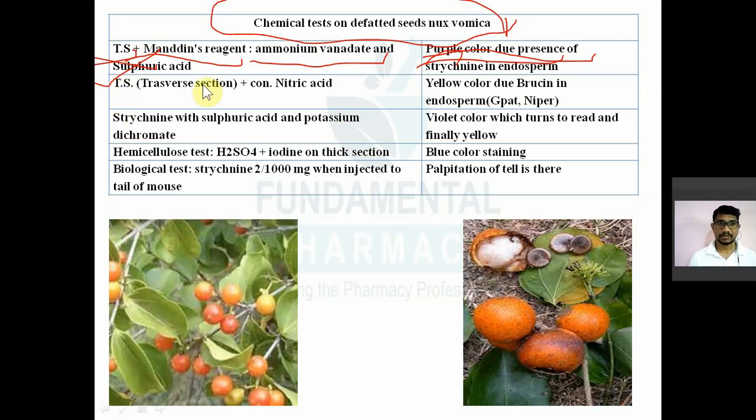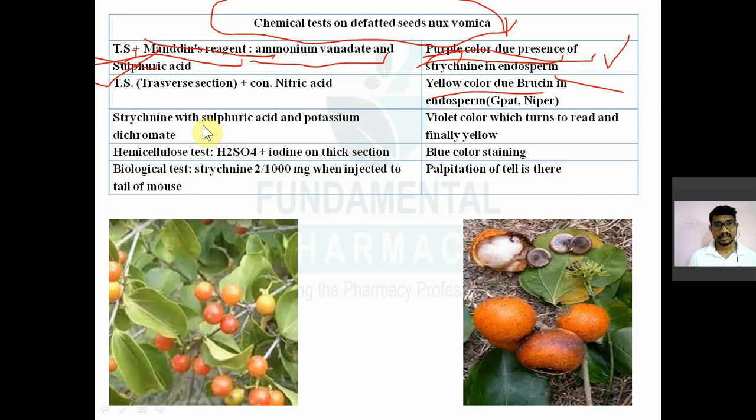Then the transverse section treated with nitric acid, you will get yellow color. Yellow color is due to brucine. Why do we get purple color? The purple color is from strychnine, that is nothing but Mandelin's reagent. For brucine, what is it? You have to react that TS with concentrated nitric acid. You will get a yellow color. Brucine is present in the endosperm also, but brucine is present in the periphery, whereas strychnine is present in the central part of the seed. Okay, remember, a question comes from it.